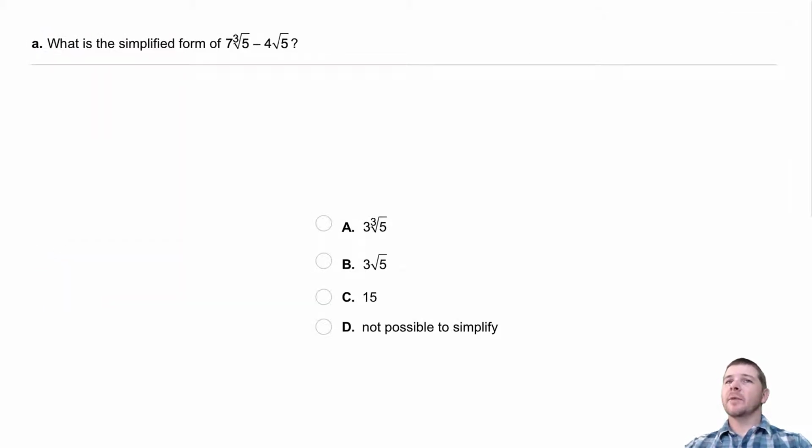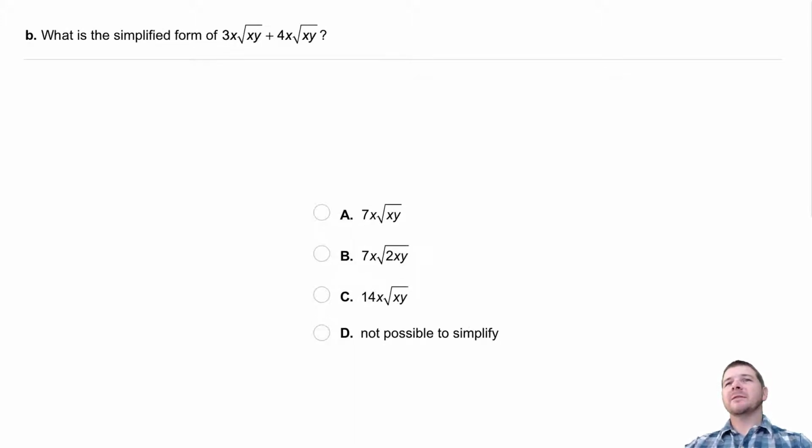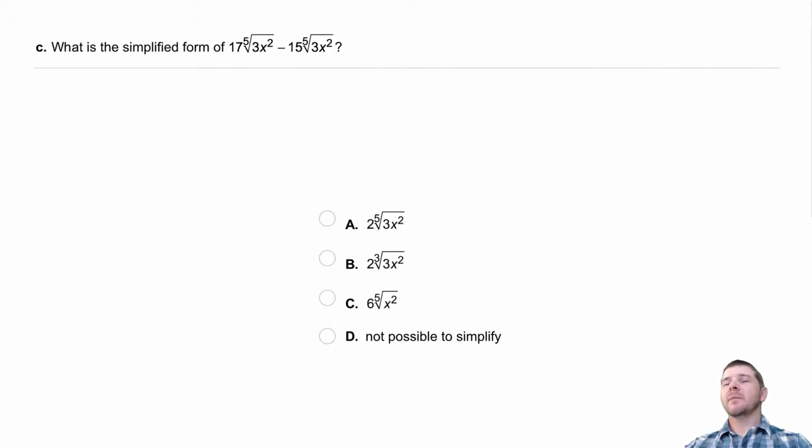Your turn. Part A. What is the simplified form of 7 times the cube root of 5 minus 4 times the square root of 5? Part B. What is the simplified form of 3x times the square root of xy plus 4x times the square root of xy? Part C. What's the simplified form of 17 times the fifth root of 3x squared minus 15 times the fifth root of 3x squared?